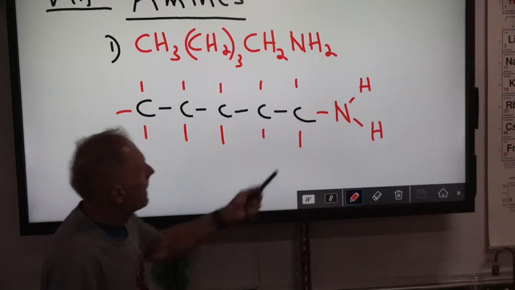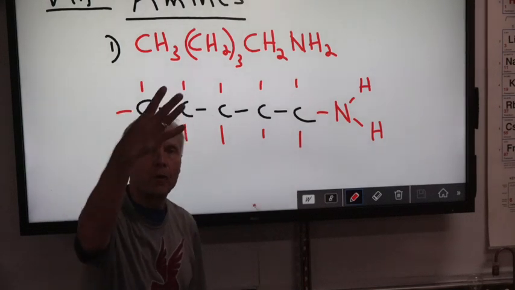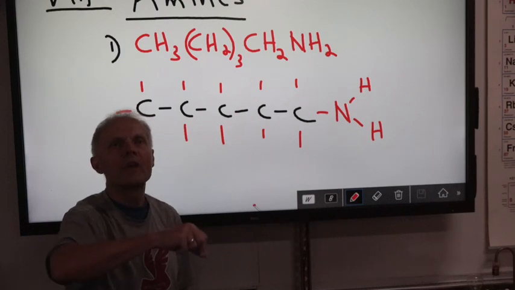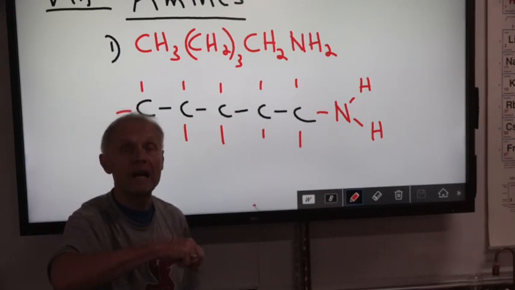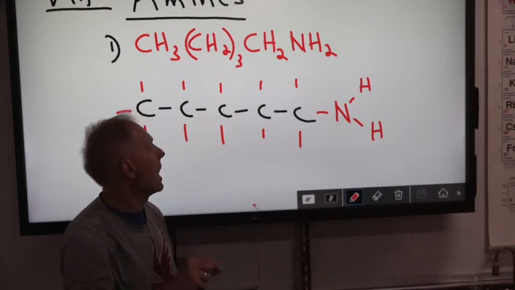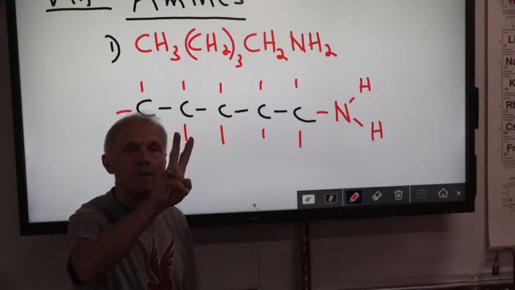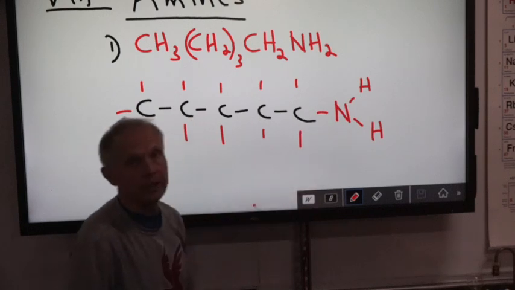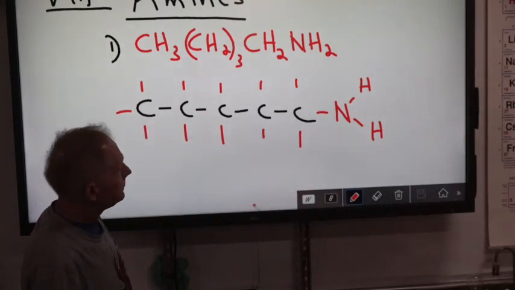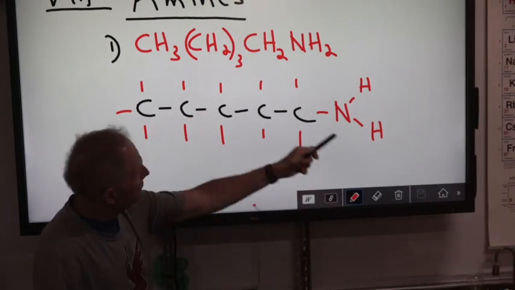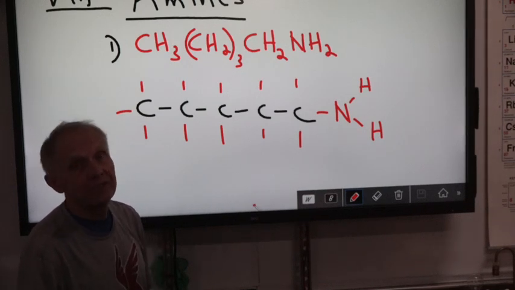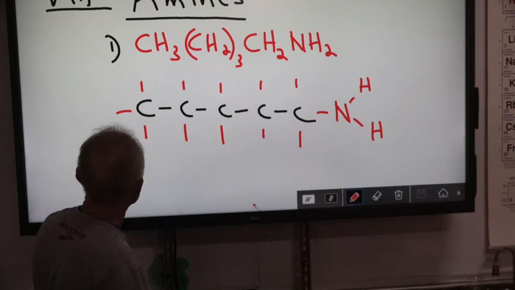Okay? Now, we know carbon needs four bonds. We know hydrogen needs one. We know the halides, fluorine, chlorine, bromine, iodine, need one. We know oxygen needs two. And now you know nitrogen needs three. One, two, three. Okay? So that's what it looks like. And now to name it, it's pretty easy to name. So let's put down number two.